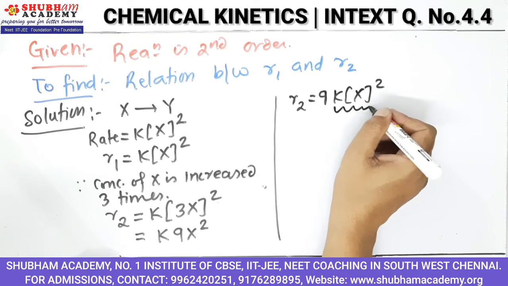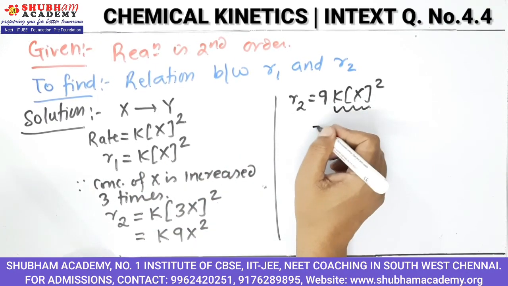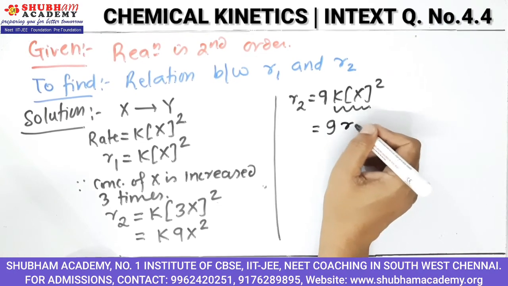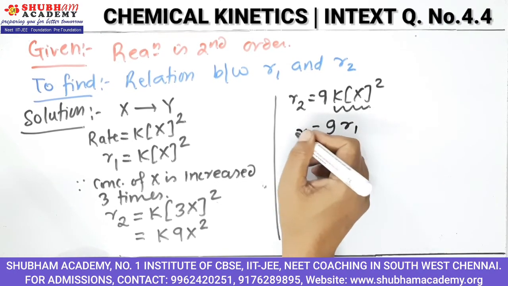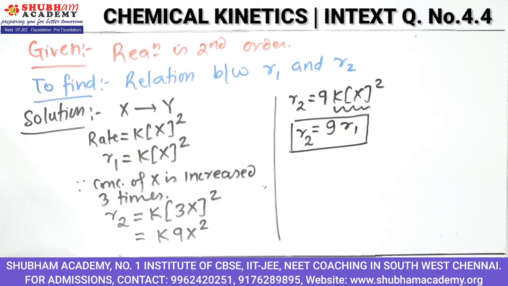Now this part you can see is R1. So in place of this I can write R1. So 9 times R1 is R2. So this is the relation between R1 and R2.